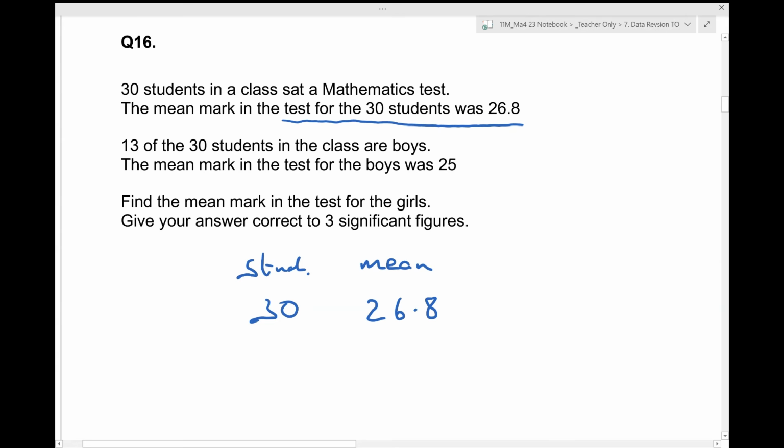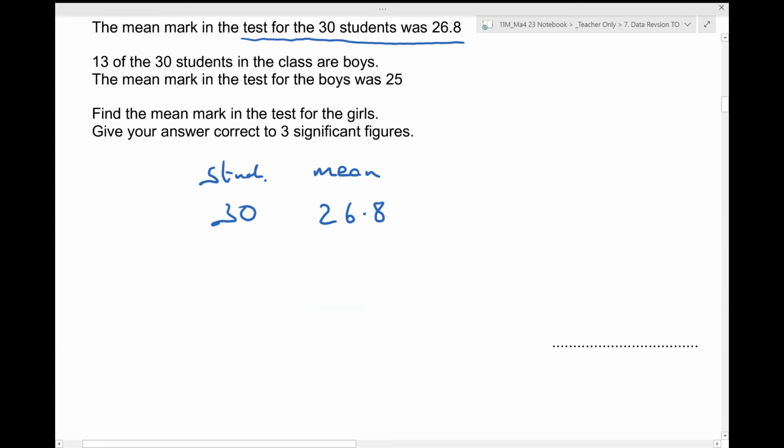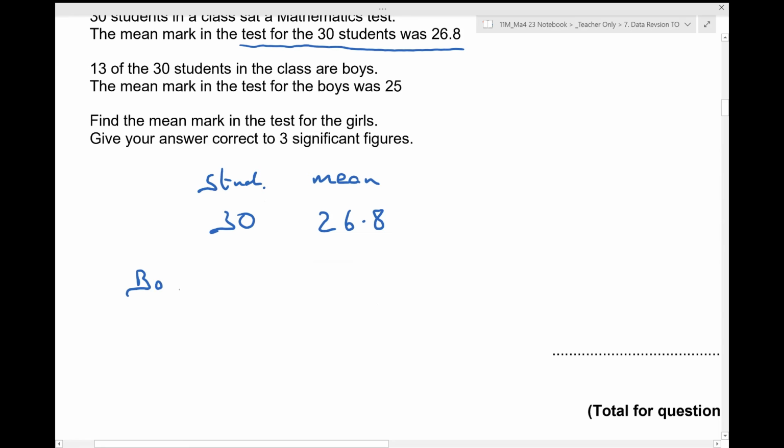Okay. 13 of these students are boys. Let's write the boys here. 13 are boys, and the mean mark for them was 25. Find the mean mark in the test for the girls. Give your answer correct to 3 significant figures.